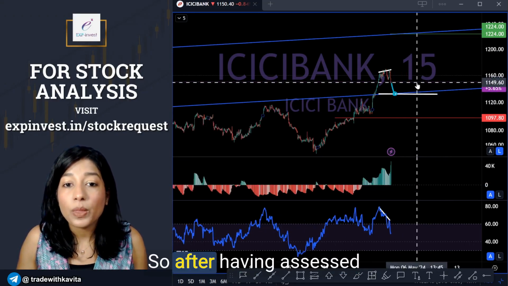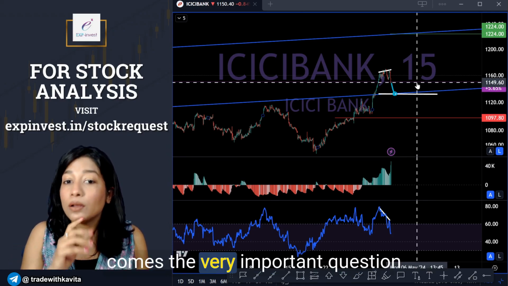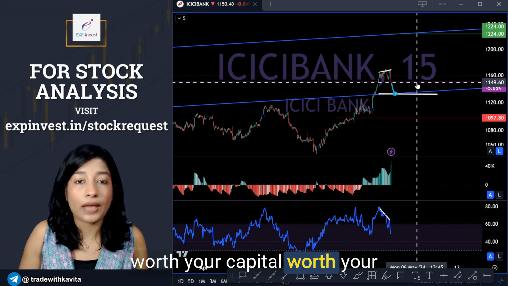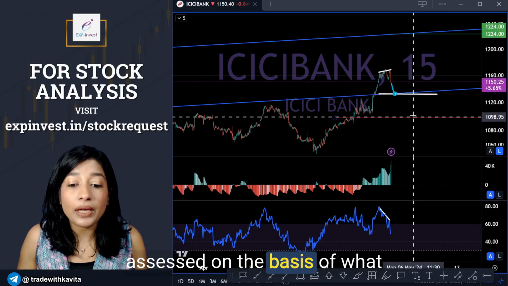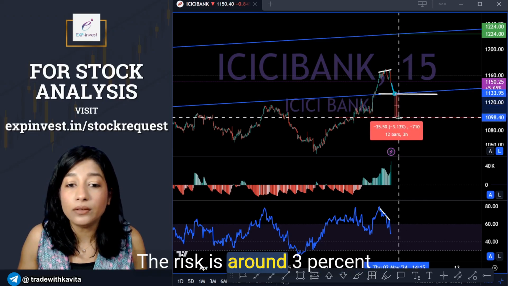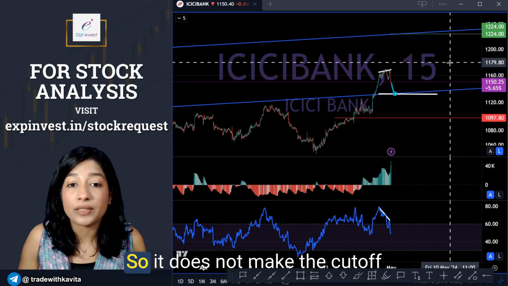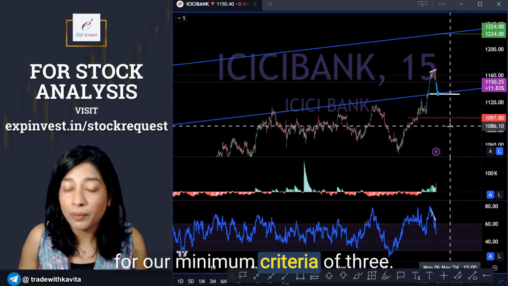So after having assessed the target, the stop loss, and the potential entry point, comes the very important question of whether this opportunity is worth your capital, worth your time or not. That is going to be assessed on the basis of what we call the risk to reward ratio. So we'll calculate the risk, which is around 3%, and we'll calculate the reward. The reward is 8%. So it does not make the cutoff for our minimum criteria of 3.